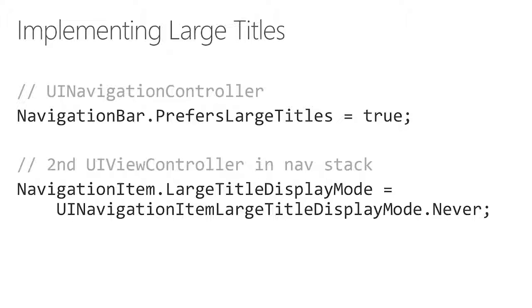Set the prefers large titles property on a navigation bar, and it will automatically apply that for the navigation controller. To prevent every view from using large titles, set the large title display mode to never on the second view controller in the stack, so that it and all subsequent view controllers will use the regular style.